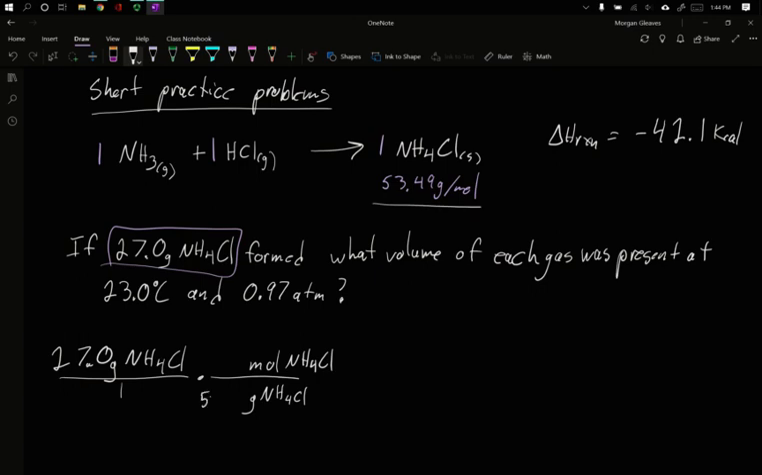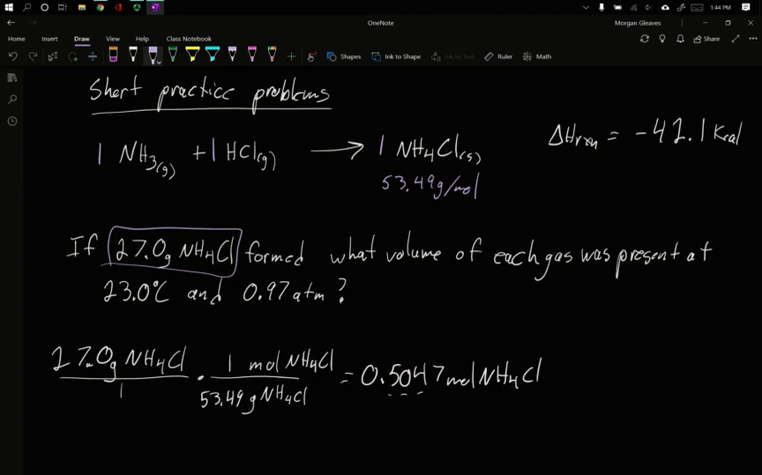It is 53.49 grams in 1 mole. I have about half of that. We're going to end up with about half a mole. 27 divided by 53.49 will give us 0.5047 mole of NH4Cl, with 3 sig figs. I have the moles of ammonium chloride.